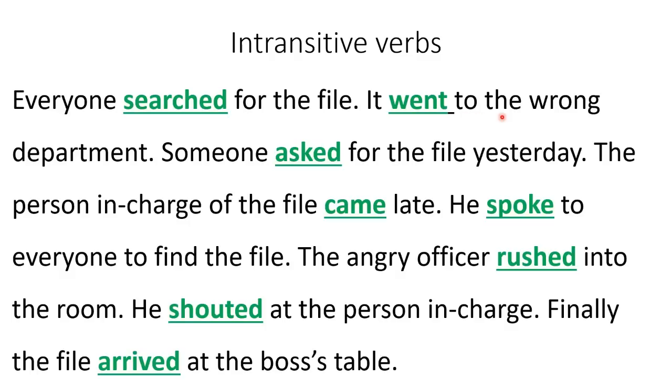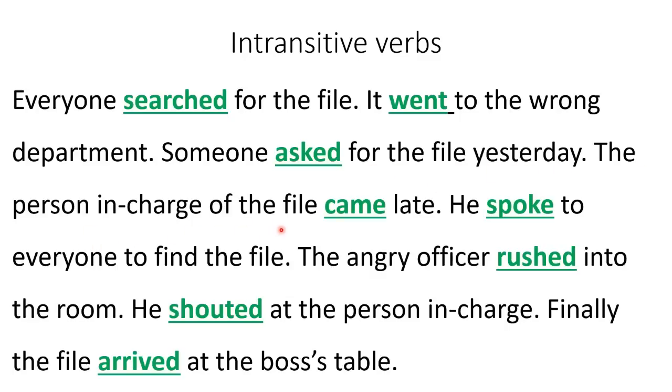It went, we cannot say it went the wrong department. We have to say it went to the wrong department. To, a preposition, is used here. Without it, the sentence is not correct. Someone asked the file yesterday, if you say, that is not correct because asked is intransitive. It cannot take a noun behind it. So we say someone asked for. For is the preposition. For the file yesterday.